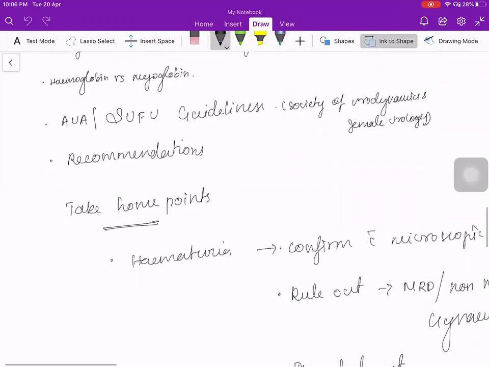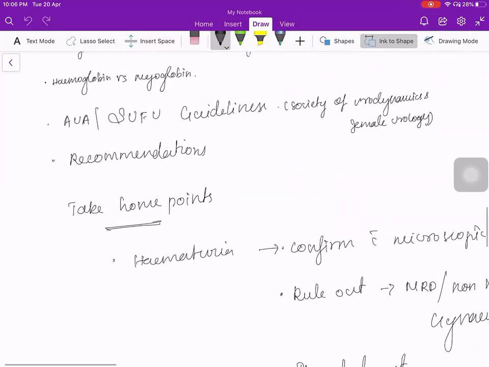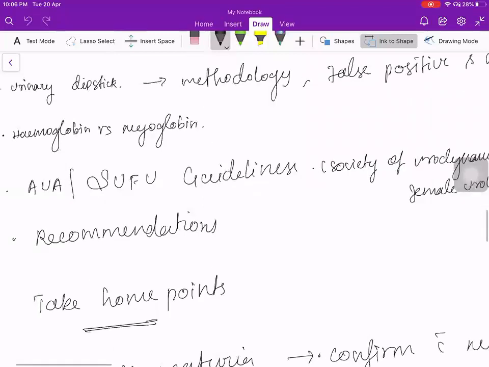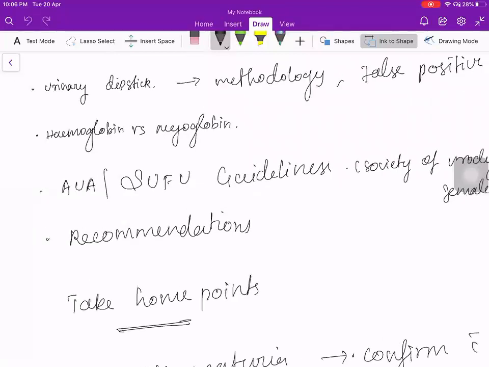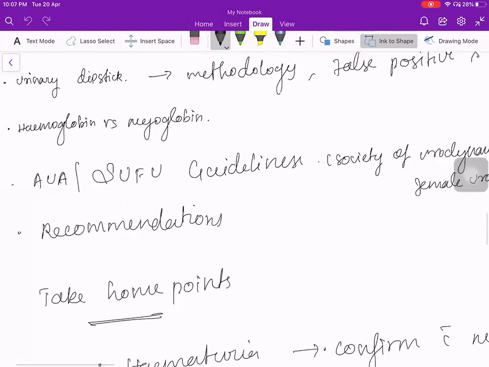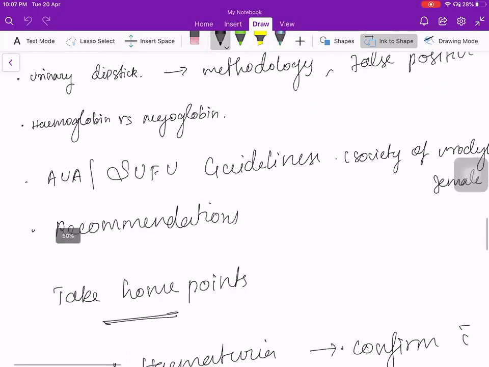The latest guidelines came around March 2020. And for hematuria, the Urological Association alone has given proper guidelines. Neither KDIGO nor other nephrology associations have given any proper guidelines for approach to hematuria. So we are following the American Urological Association guidelines. What is the guideline?